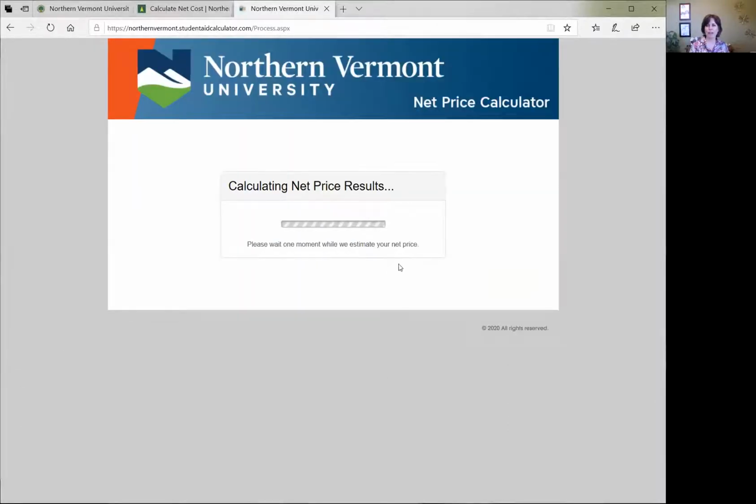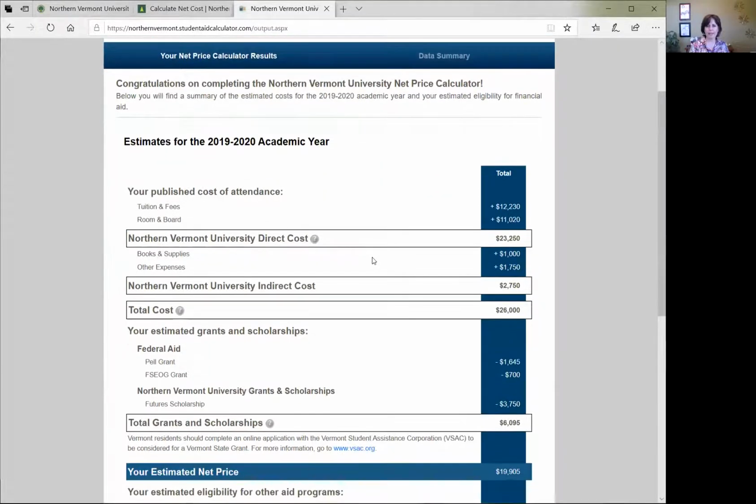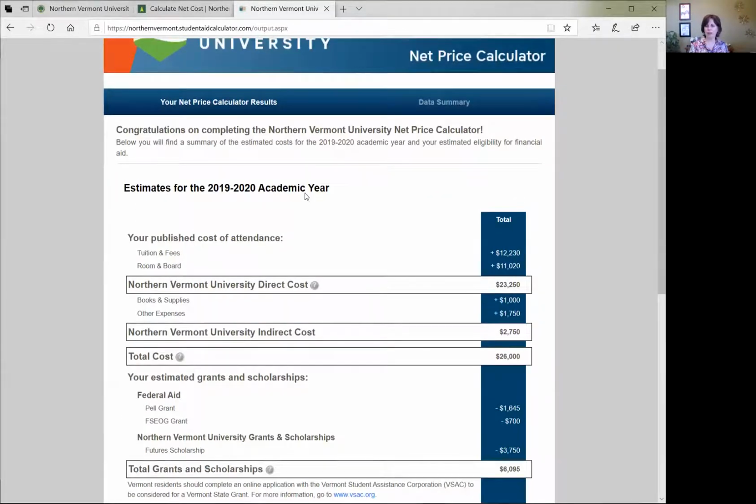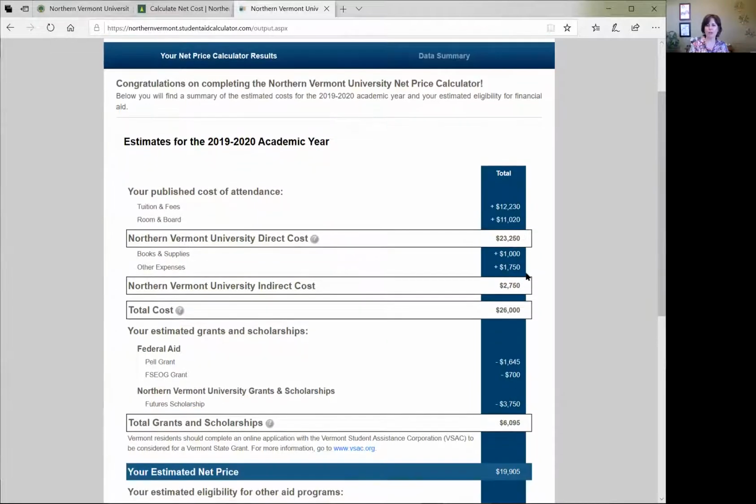So now it's calculating the results. And this is telling me for the 1920 year, so we know this is a year old, that they're saying that tuition and fees are $12,000. My room and board is $11,000 for a total of $23,000. They're going to add in books and other expenses, which are called indirect expenses. We spent a lot of time in my class talking about the differences between indirect and direct expenses to get a total cost of $26,000.